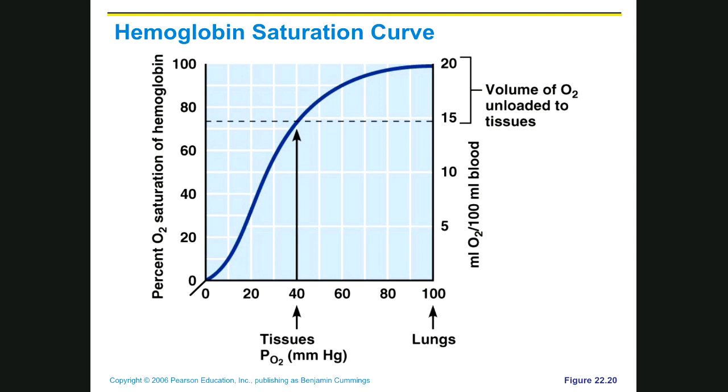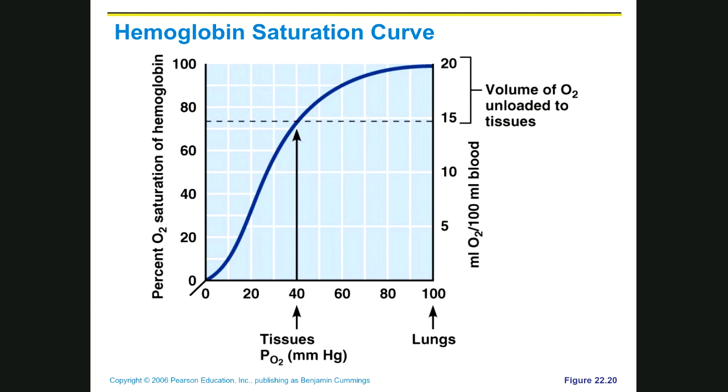Over here, this is just the percent of hemoglobin that's bound with oxygen. Right here, no hemoglobin has any oxygen on it. But here, 20% of the hemoglobin has oxygen. Here 40% of the hemoglobin, 60%. Up here, 100% of the hemoglobin has oxygen bound to it, and so it's saturated, and that's why it's called a saturation curve.